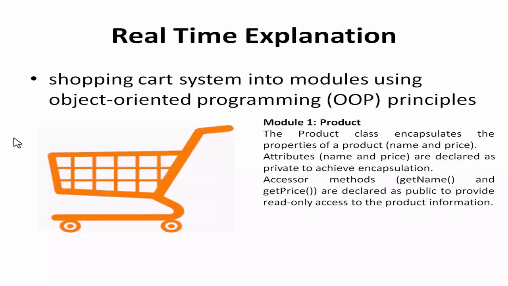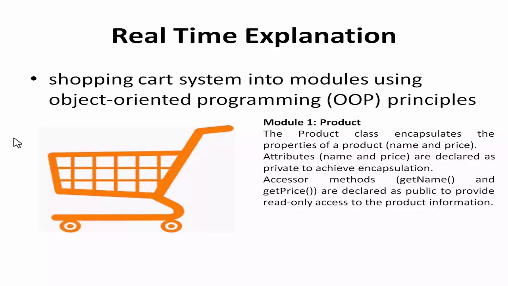So let us consider a real-time explanation. Let us consider a shopping cart system divided into modules using object-oriented programming principles. For example, if you consider a shopping cart, there are different types of modules. So let us consider module 1. The product class encapsulates the properties of a product, for example, name and price. So every product will have a name and price, which is a common feature.